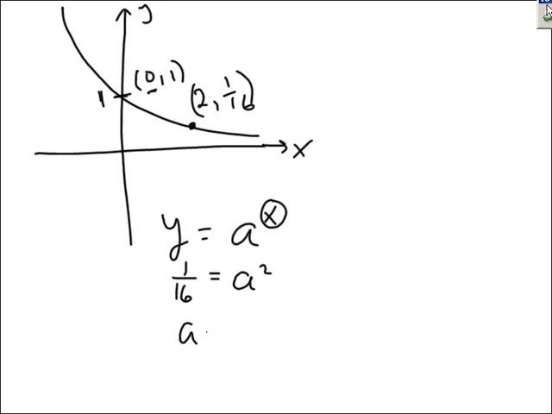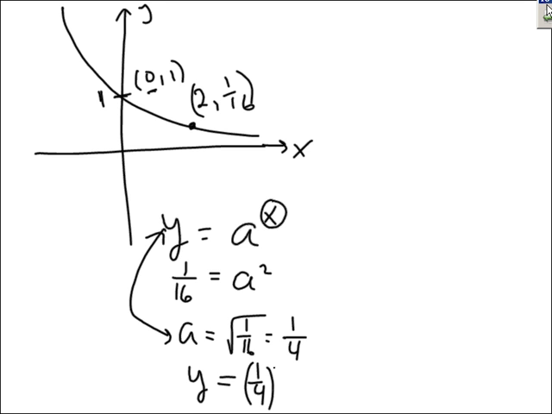So then a will be plus or minus, but since a is known to be positive, a would be plus the square root of 1/16. The square root of 1 is 1, and the square root of 16 is 4. You can take the square root of the top and the bottom separately. The a is a quarter. So, updating these two pieces of information, we now know that y is equal to a to the x.